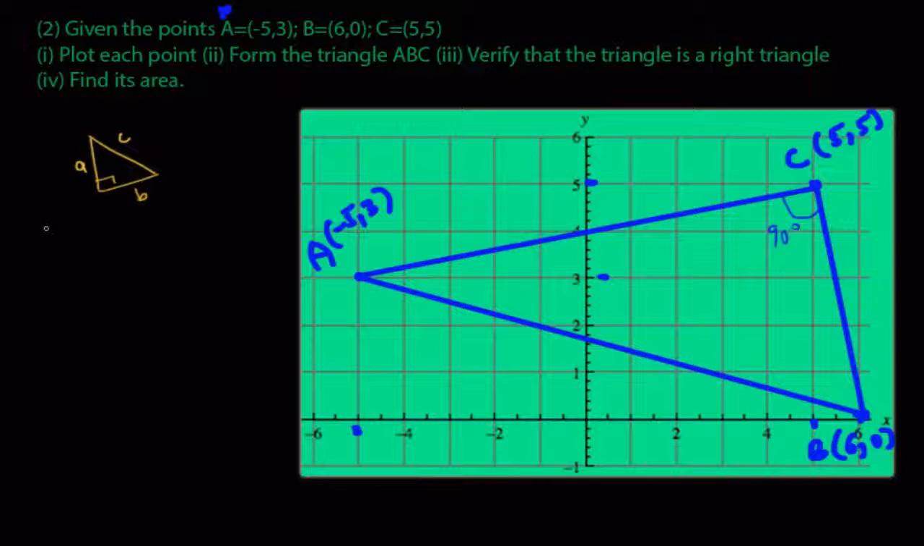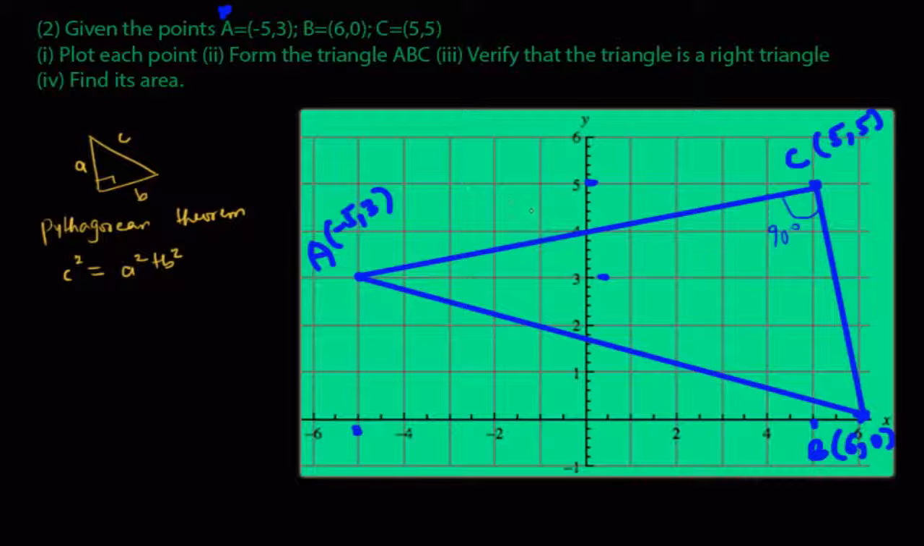Now according to the Pythagorean theorem, it says that the square of the hypotenuse equals the sum of the squares of the other two sides of a right triangle. So we're going to apply this theorem here. That is to say, for this triangle here to be a right triangle, it simply implies that when we find the squares of each of the sides of the triangle, one of them must equal the sum of the squares of the other two sides.